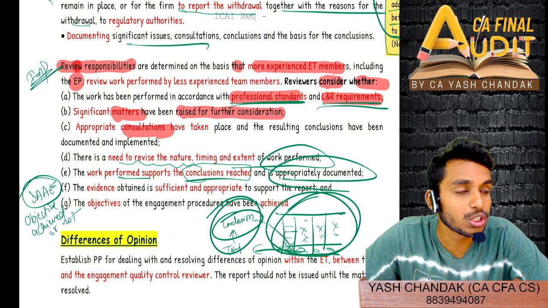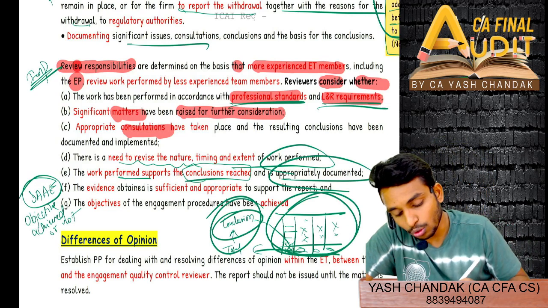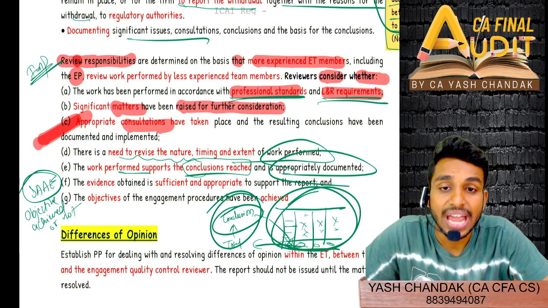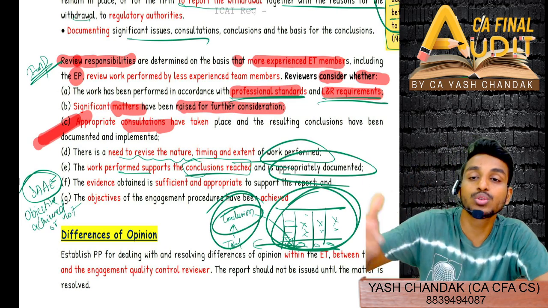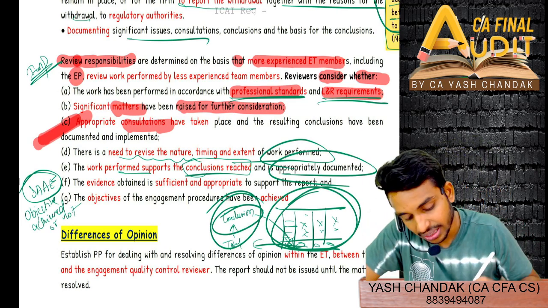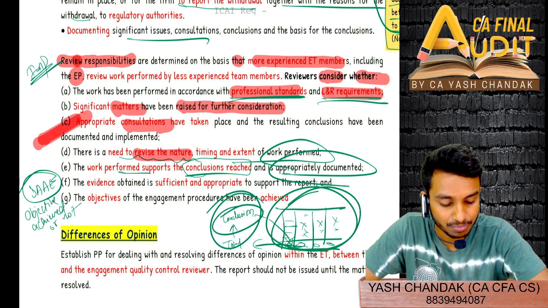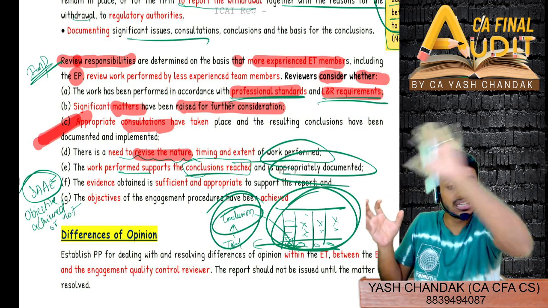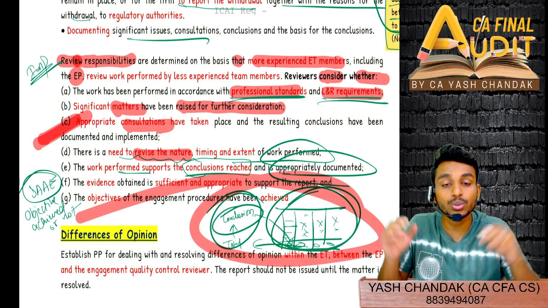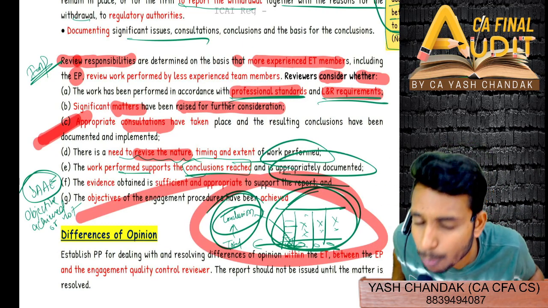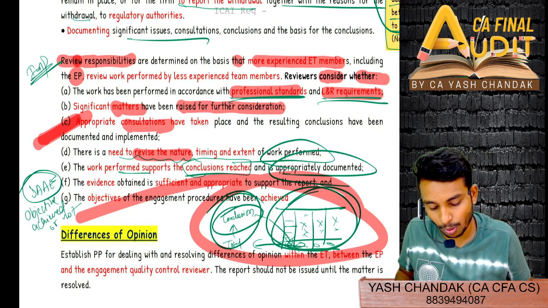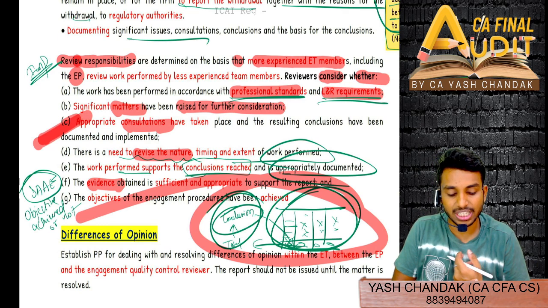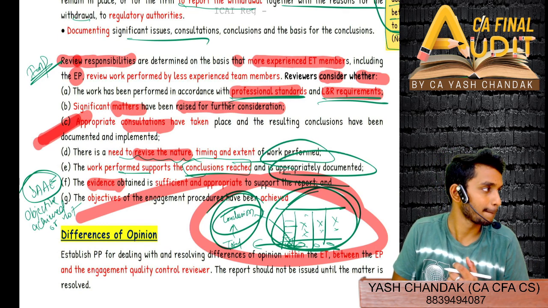So I brought it to the attention of TCWG management for further consideration. They were also not aware of this. So I had to take appropriate consultation with other parties, and I have to also document the conclusions that I have derived from that consultation. Then whether I need to revise the NTE of the work that I performed. The work performed and the conclusion derived from that work should both tally, and the working should be properly documented, and whether I have obtained sufficient appropriate audit evidence or not, and whether the objective of the engagement procedures is achieved or not.